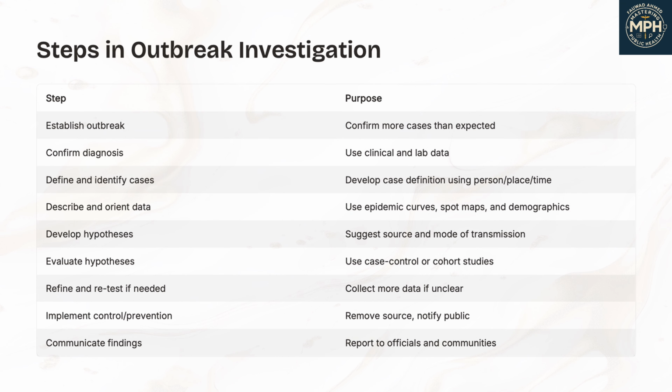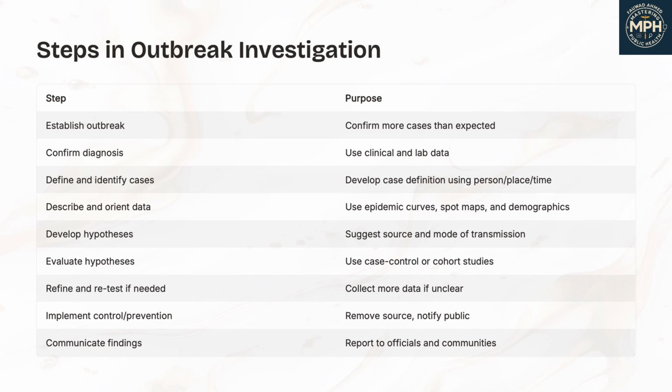Steps in an outbreak investigation. A standard outbreak investigation follows several steps. The first is to establish the existence of an outbreak. This means verifying that the number of observed cases exceeds the expected baseline. The second is to confirm the diagnosis. This includes clinical assessment, laboratory testing, and ruling out unrelated conditions. The third is to define and identify cases. Investigators create a case definition, which includes person, place, time, and sometimes lab confirmation.